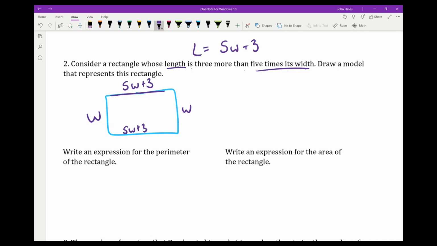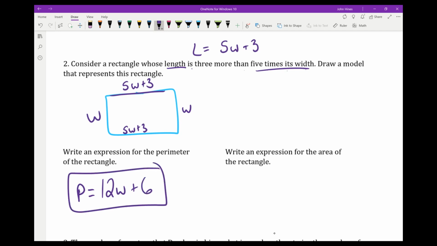Write an expression for the perimeter. Well, the perimeter is the total distance around the figure. So how many W's do I have? I have 1, 2, 3, 4, 5, 6, 7, 8, 9, 10, and 12 W's there. I'm going to add up all my W's, 12W, plus 3 is 6. The perimeter is the sum of all the sides.